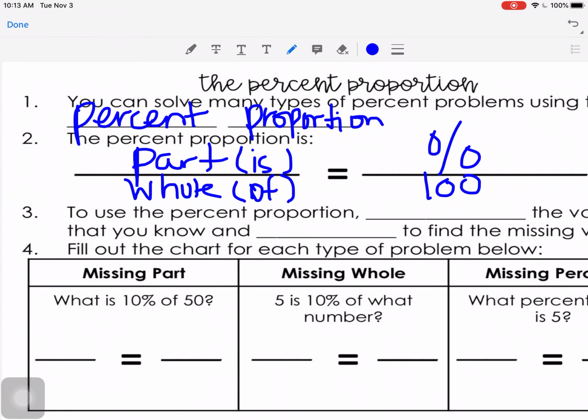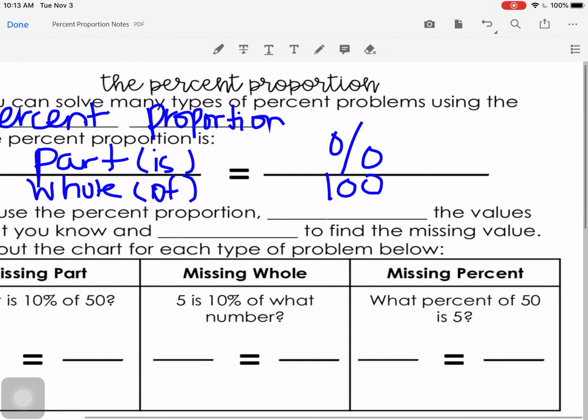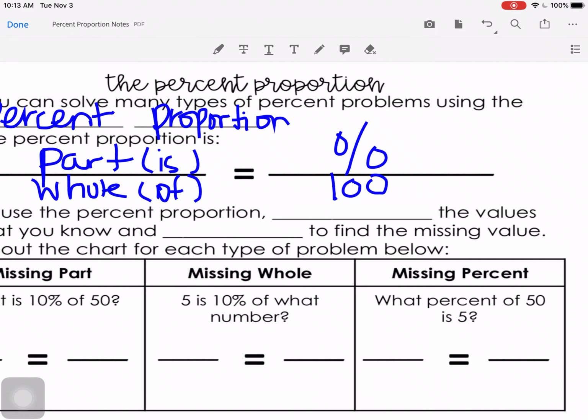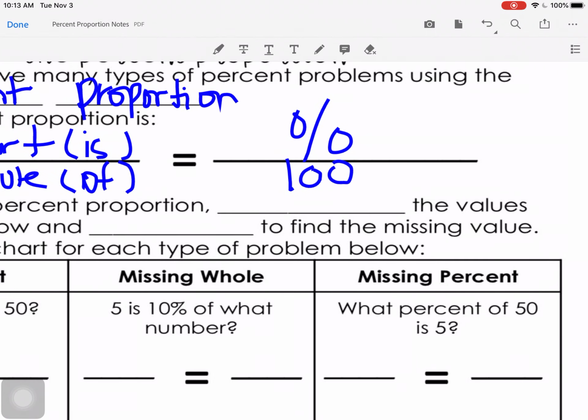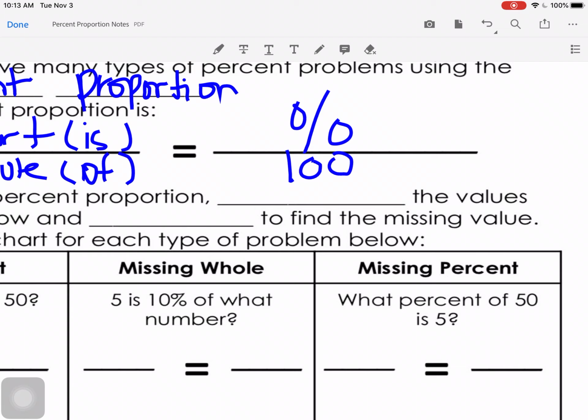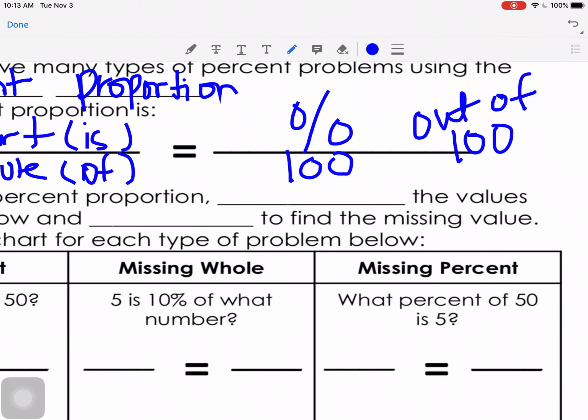We put percent over 100 because just like a fraction and a decimal, percent is parts of a number. Percent means out of 100. So when you're talking about a percent proportion, this number, your percent, is always going to go over 100.